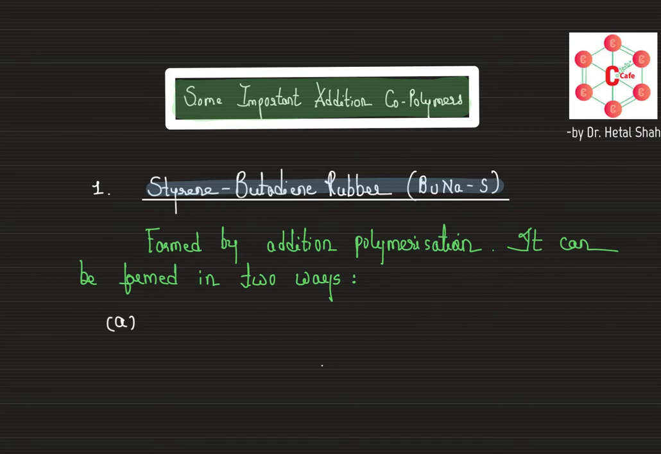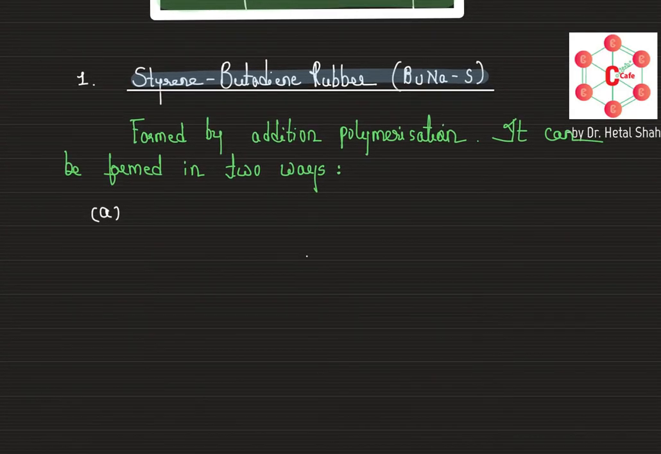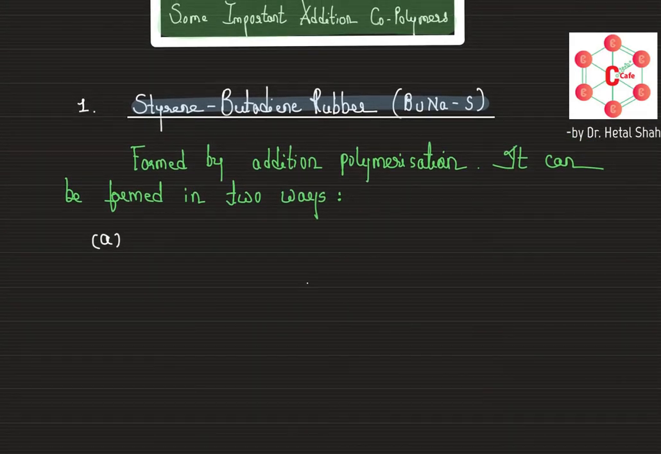So, here the first one is styrene butadiene rubber. As the name tells you, it is a copolymer formed by styrene and butadiene undergoing addition reaction. However, styrene butadiene rubber, which is also known as BUNA-S, is formed by addition reaction, but it can be done in two different ways, right?